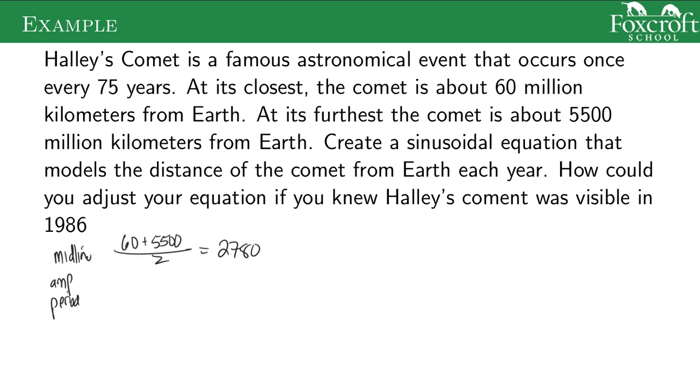The amplitude is the distance from the top value to that midline. So I just subtract those two things. So 5,500 minus 2780 means 2720 is the amplitude. And my period is how often it repeats. It happens every 75 years. So my period is 75 years. But my B value is 2 pi divided by that 75.